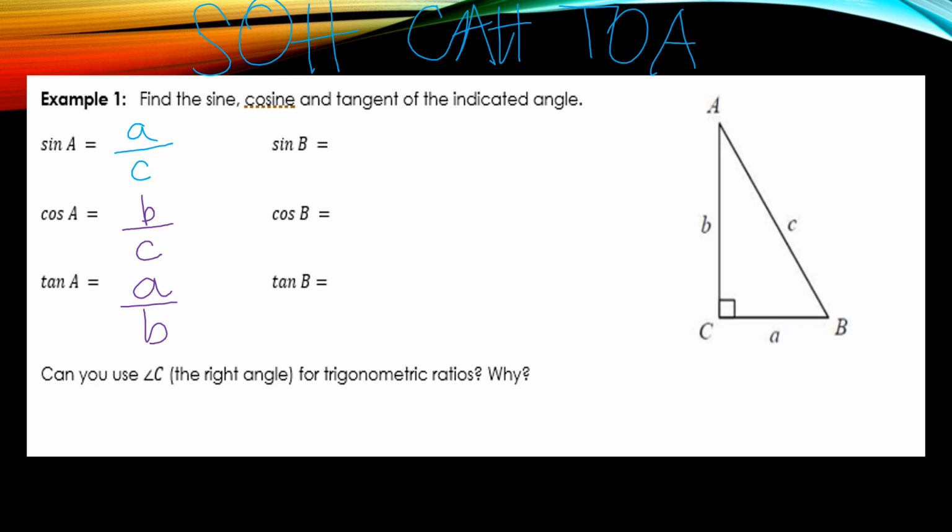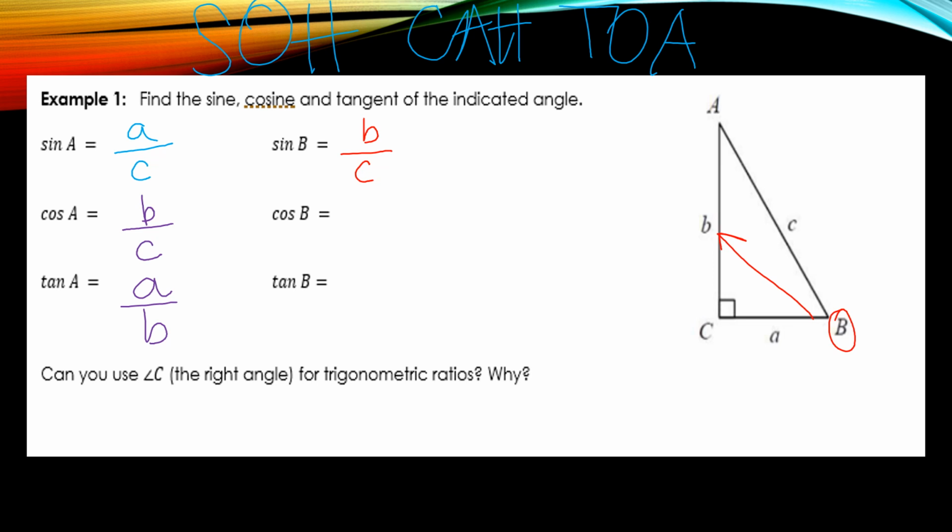Now we're going to do the same thing, but we're going to do it in reference to angle B. So sine B means our reference angle is B. To do sine, we need to do opposite over hypotenuse. So the opposite side from angle B is side B. And the hypotenuse, again, is C.